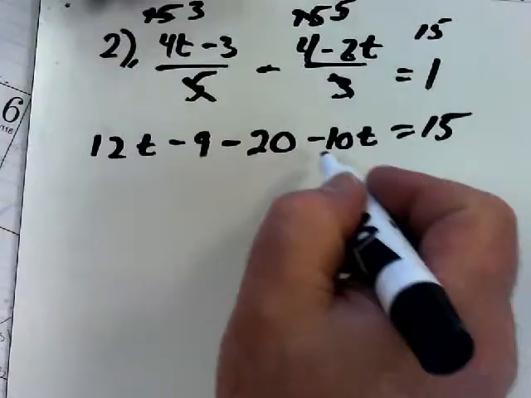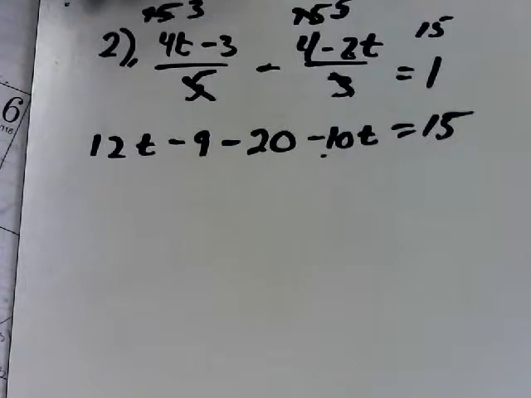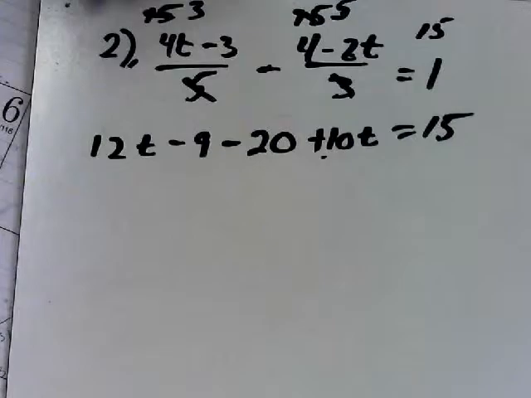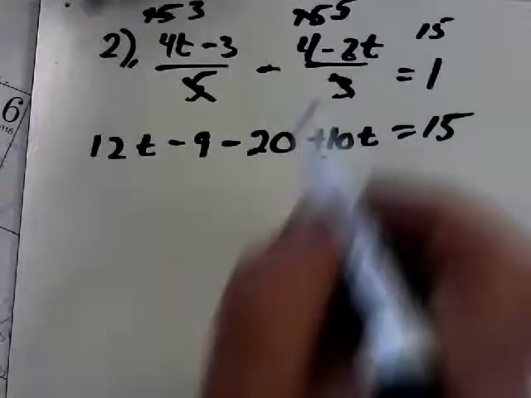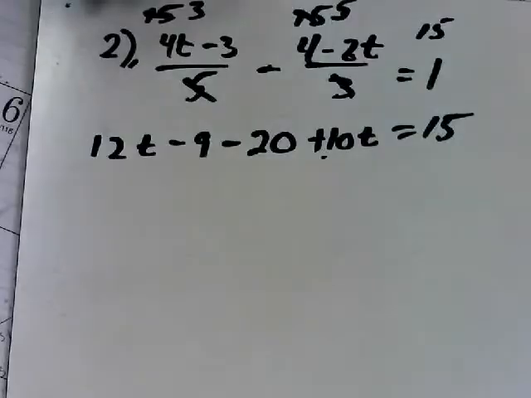How many people had a positive 10t? Do you understand where I get the negative from? Well, should be positive. Got to take a negative 5 times a negative 2, which should be a positive 10t.